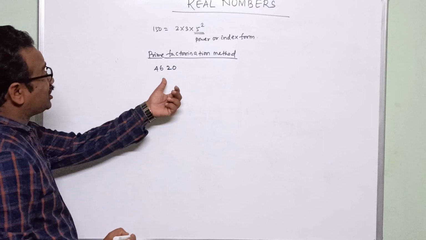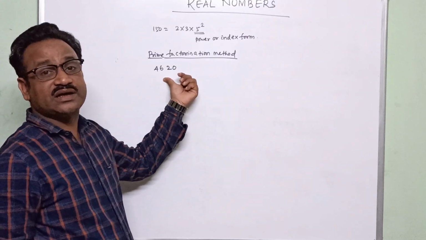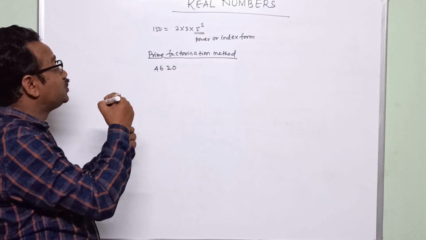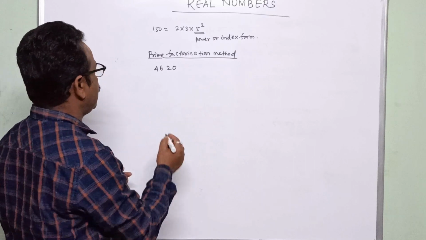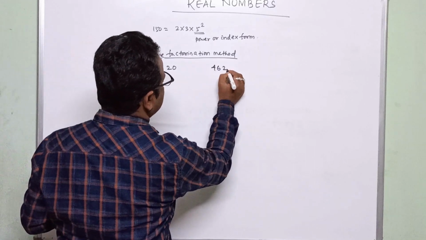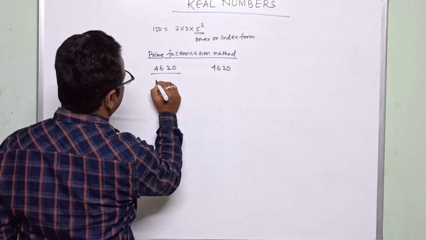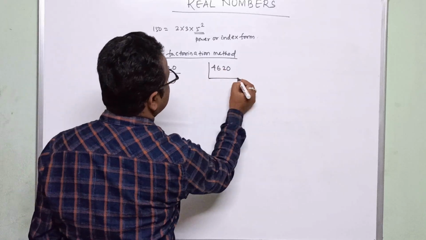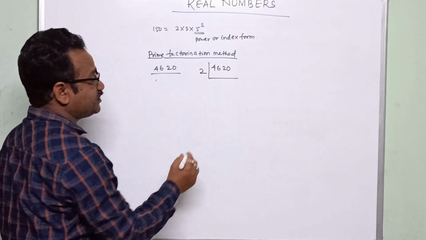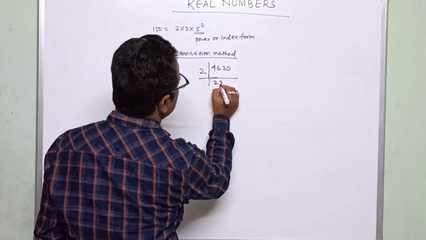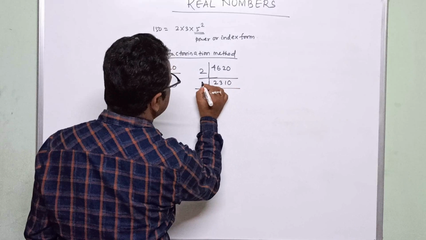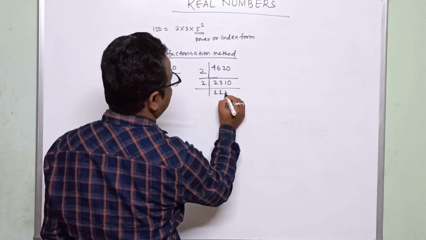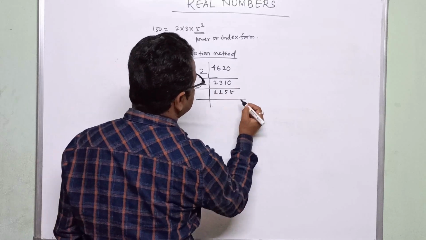Let us take one example: 4620. Factorize it using the prime factorization method. You know these things from earlier. Listen mindfully, I am just recalling how to do it. 4620 is a composite number, so we write it as a product of primes. It is divisible by 2 because 0 is there. 4620 divided by 2 is 2310. Again 0 is there, divisible by 2, giving 1155. Now is it divisible by 3?